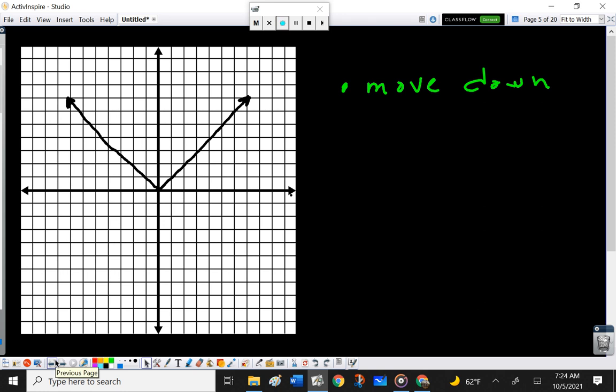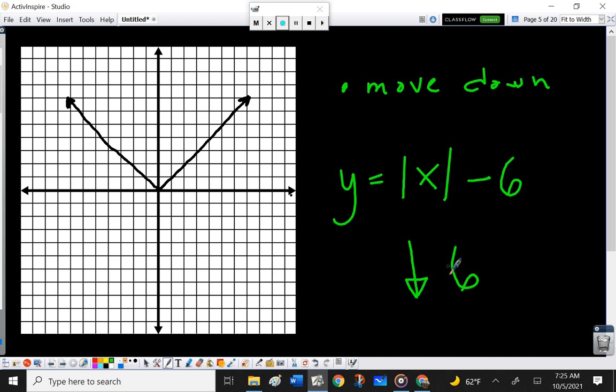To move a graph down, you guessed it, we're going to write y equals the absolute value of x minus 6. We're going to subtract 6 from the absolute value, and that'll move it down 6 units. Let's go ahead and see what that's going to look like. 1, 2, 3, 4, 5, 6. Notice the graph doesn't change. The only thing that changes is the position that we have the graph in.